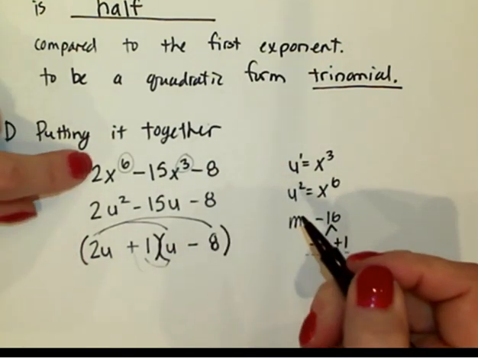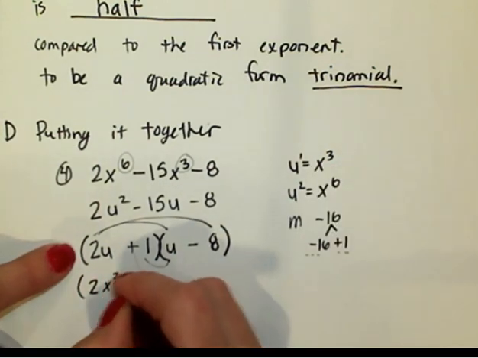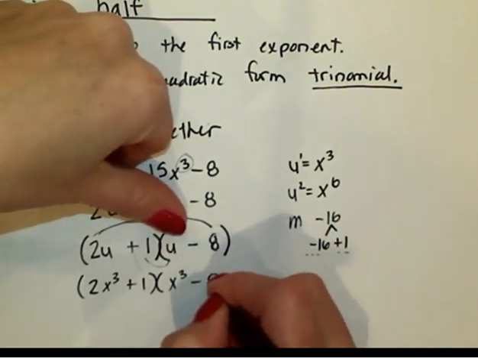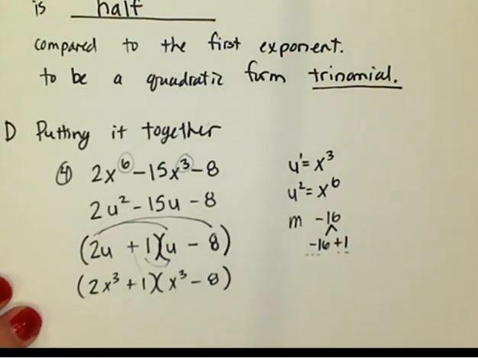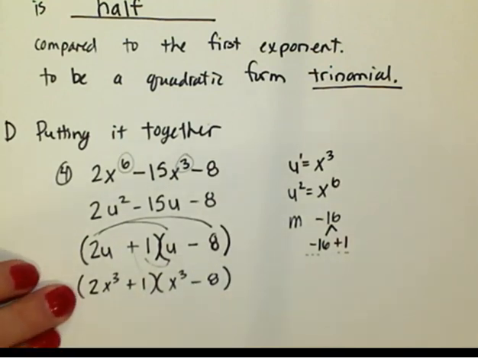I start with x's, so I need to go back to x's. 2x cubed plus 1, x cubed minus 8. Before you're finished, you have to check each of your factors to make sure that they are prime, and you cannot do anything else on our factoring flowchart.